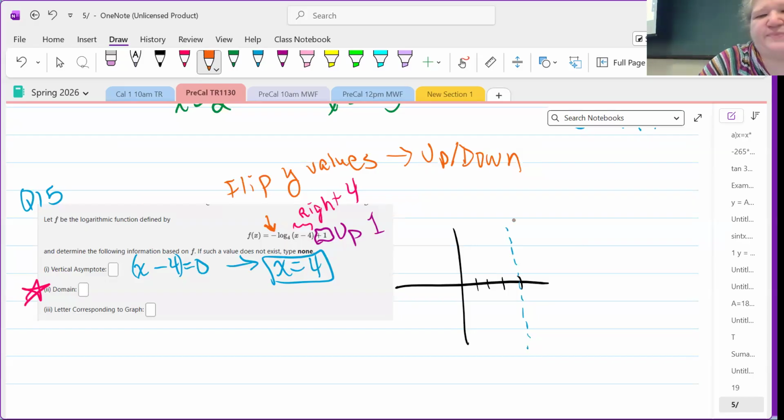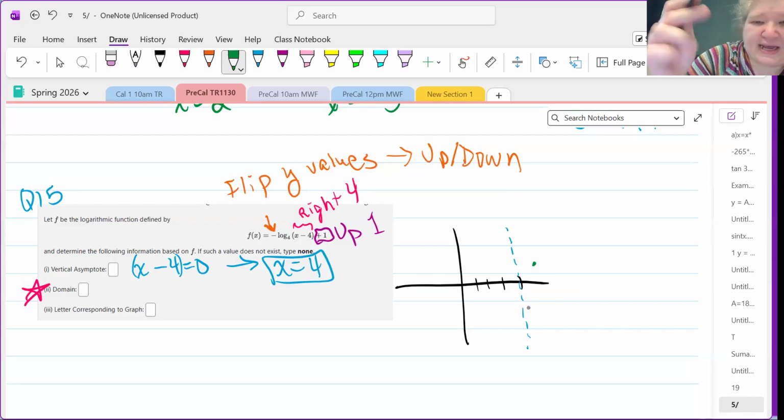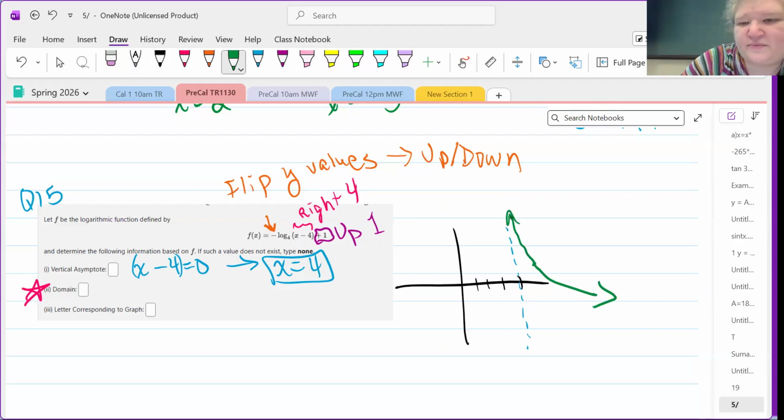So an up down flip is just going to turn my graph over, but it's not going to flip it across the asymptote. My original log graph is on the right side of the asymptote. When I move it right 4 and up 1, it's still on the right side of the asymptote. And then when I flip it up down, it'll be a decreasing log graph, but it's going to be on the right side of the domain restriction. So our domain is from 4 to positive infinity.